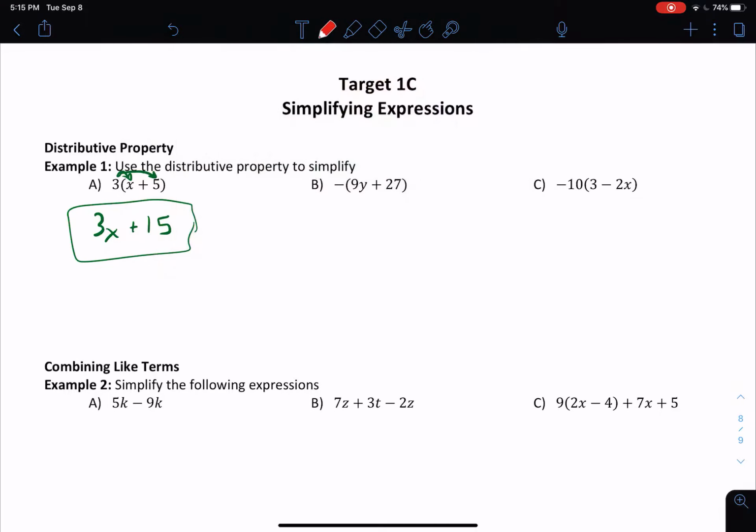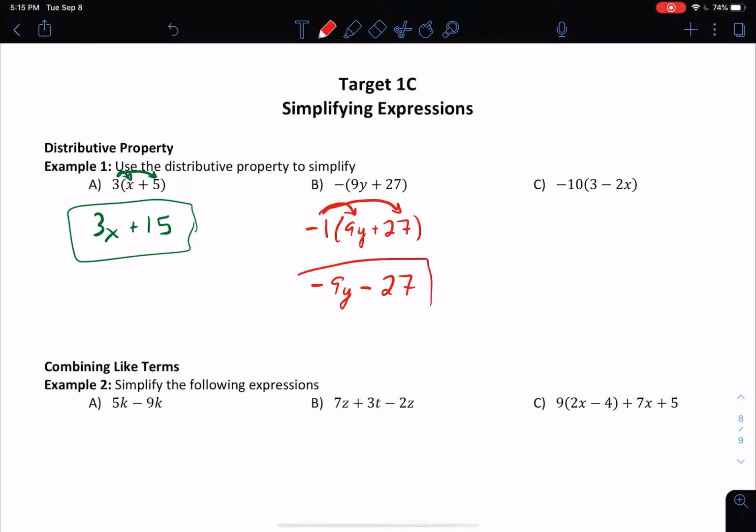So in B, we just see a negative sign in front of the parentheses. Well, that's an understood -1. So I need to distribute -1 to everything within the parentheses. So -1 times 9y, that's going to give me -9y. -1 times positive 27 is going to give me minus 27. And that's as far as we can go. We can't combine those because they are unlike terms.